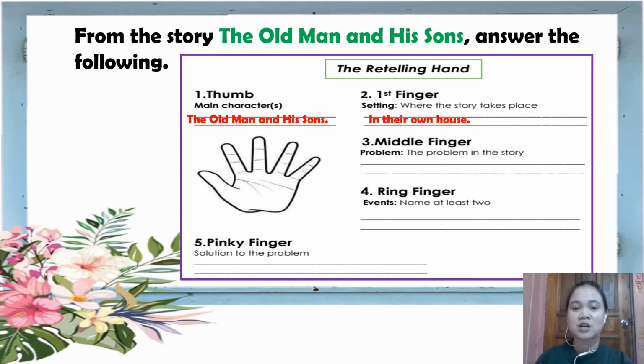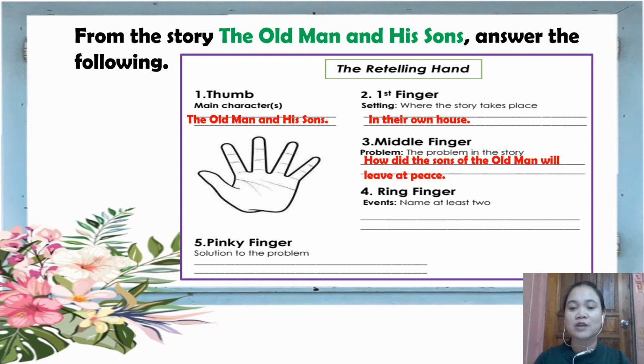The middle finger: the problem in the story. What is the problem in the story? Okay, the problem in the story is how the sons of the old man will live at peace, because they are always fighting with each other. They don't have unity.